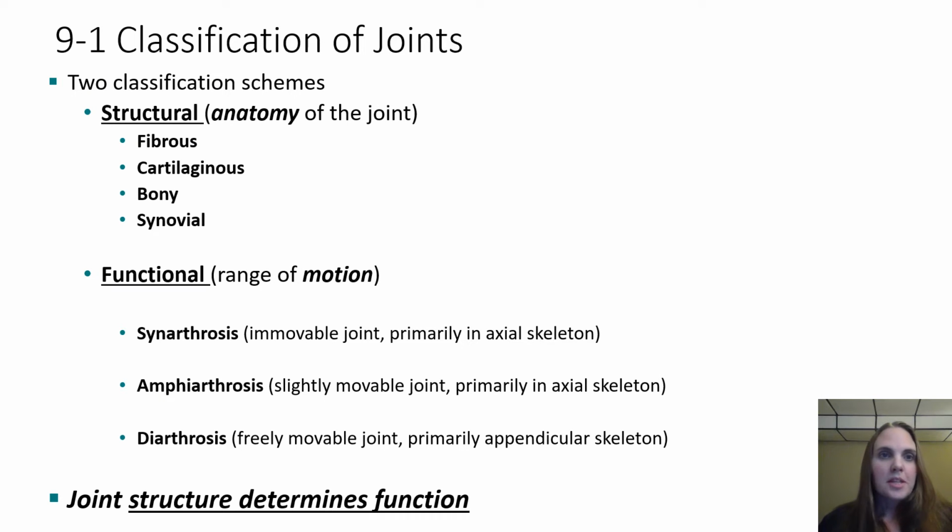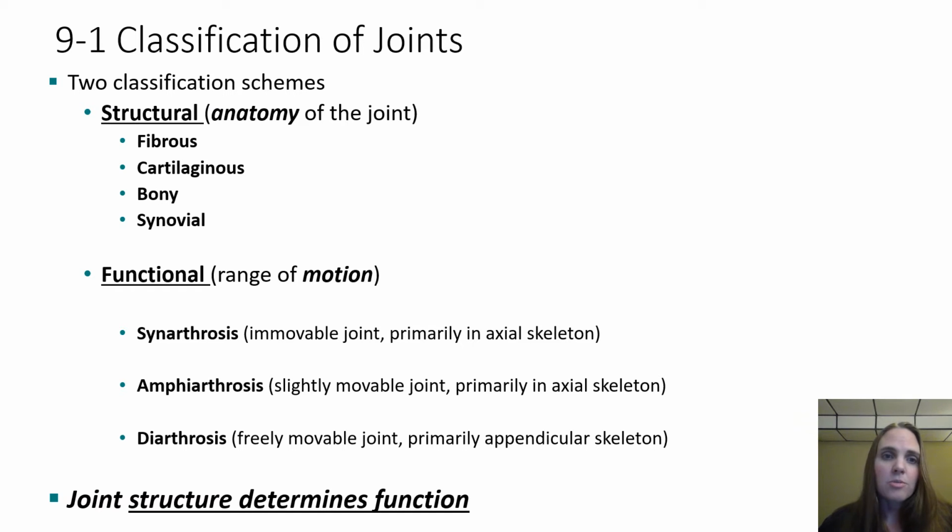When we're looking at joints, we have two classification schemes. We talk about the structural classification, meaning the anatomy itself of the joint, and we have four major structural categories: fibrous, cartilaginous, bony, and synovial joints. And then we also have our functional classification scheme, which has to do with those ranges of motion. We have three major categories in the functional scheme.